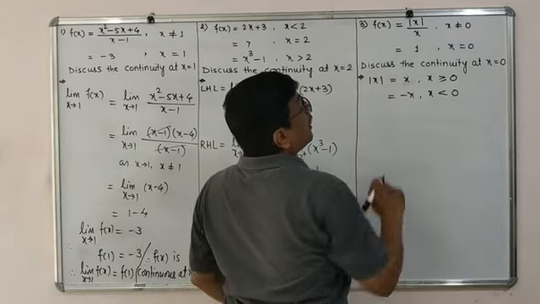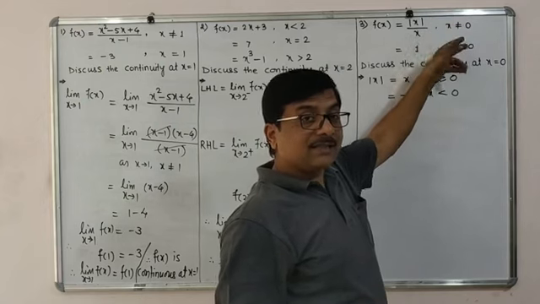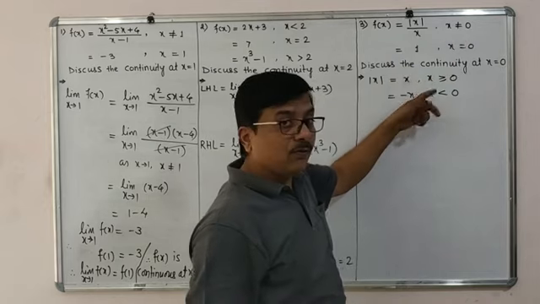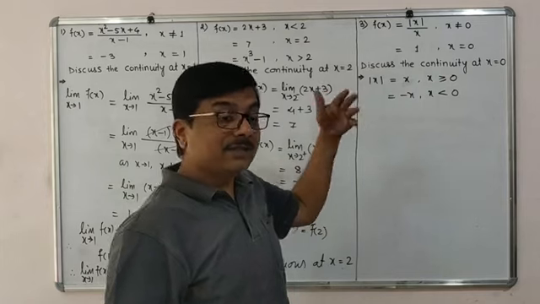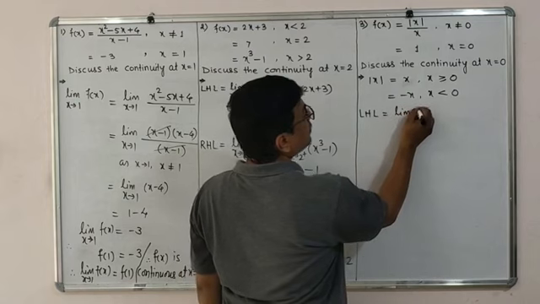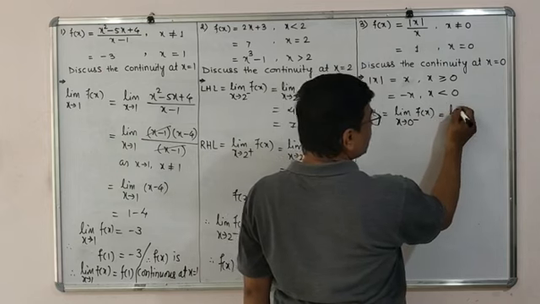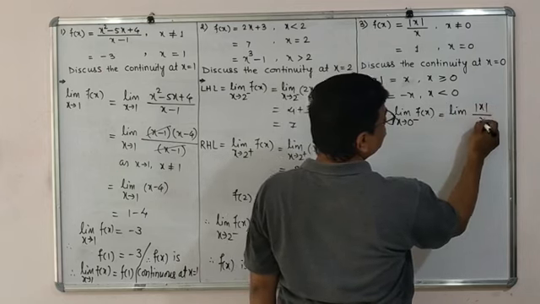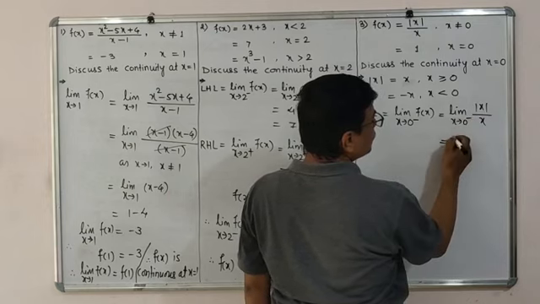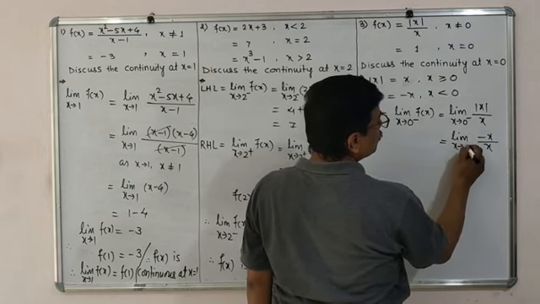Now here x is not equal to 0 means x is less than 0 or greater than 0, but the function changes for both the terms. Therefore we are going to find LHL and RHL separately. Now LHL, limit of f of x as x tends to 0 minus, the function is given as mod x upon x for x tends to 0 minus. For 0 minus, this mod x becomes minus x, means limit of minus x upon x as x tends to 0 minus.